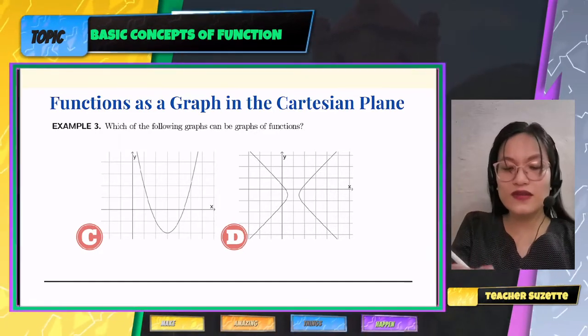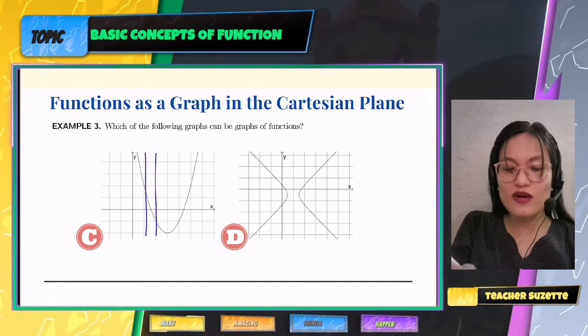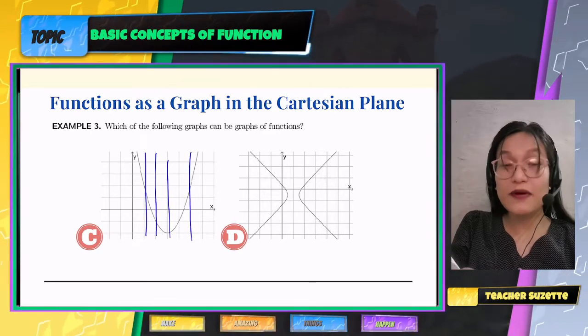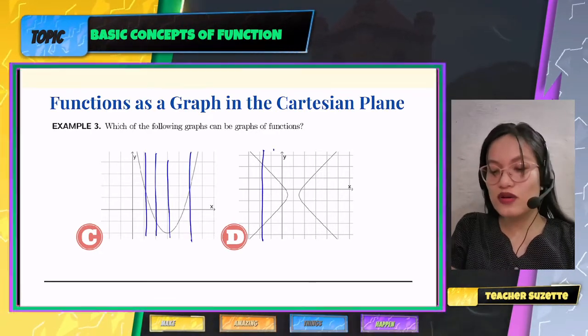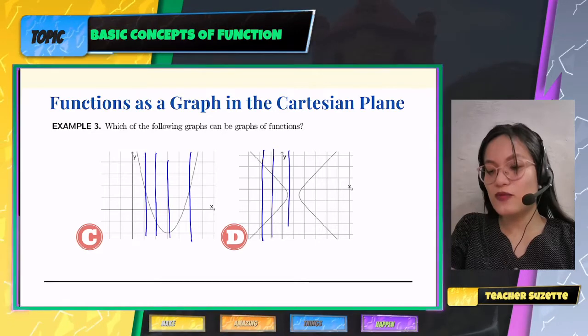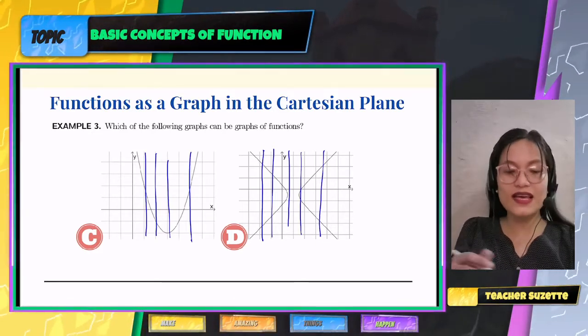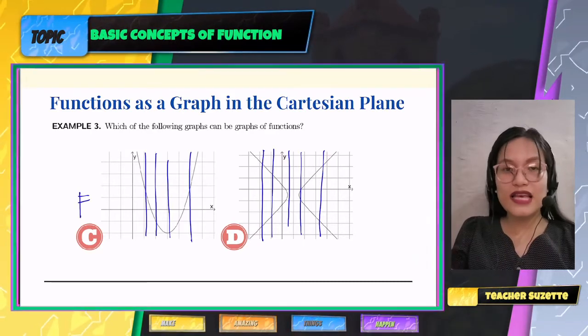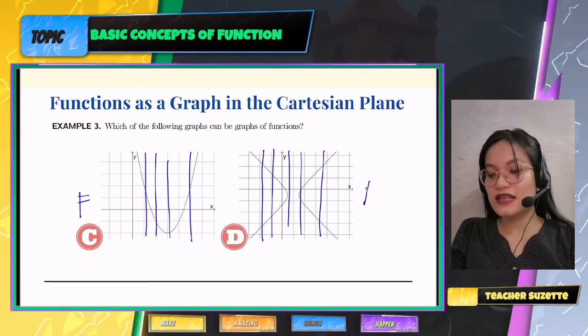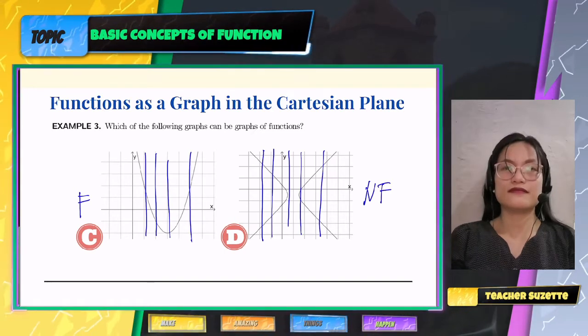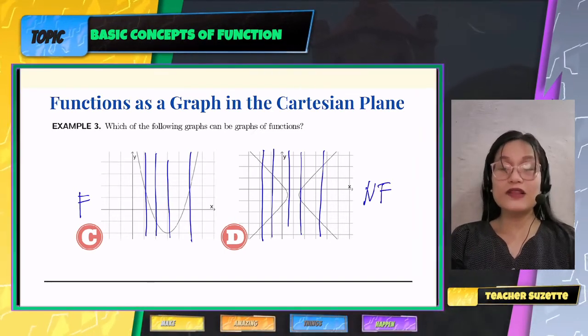So, again, using vertical line test, ayan, draw ka lang na dyan, kahit saang part ng graph. Check mo kung may tumama bang isa or more than one. Ayan, mapapansin mo, obviously, that letter C is a function and letter D is not a function. Then again, let's examine yung letter C.